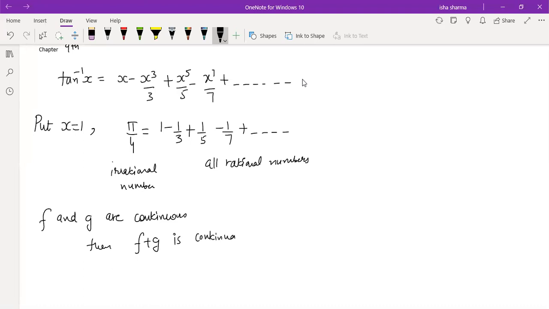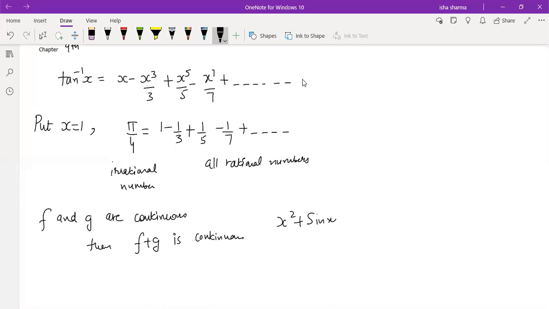We know that. I'll give you two functions, x square plus sine x. x square is continuous, sine x is continuous, so x square plus sine x is definitely continuous. Similarly, if I increase the number of functions, say I give you 10 individual functions, each one of them continuous, you add them, and the resultant is also going to be a continuous function.